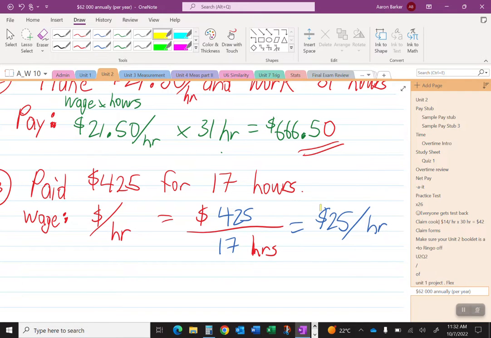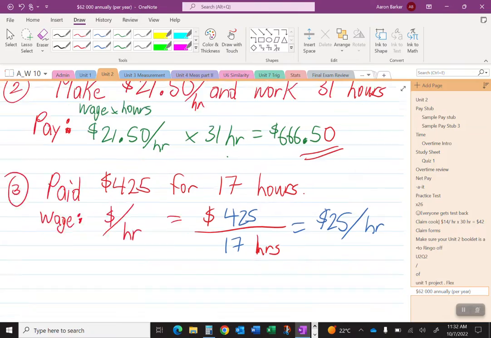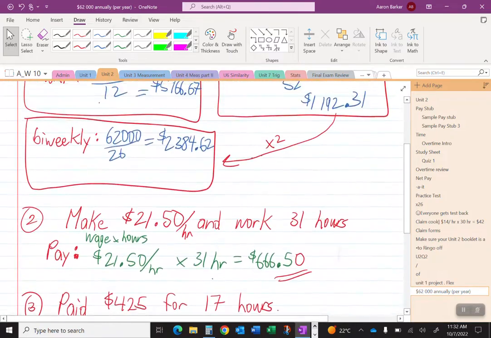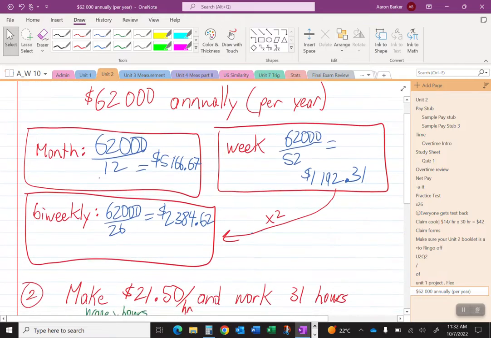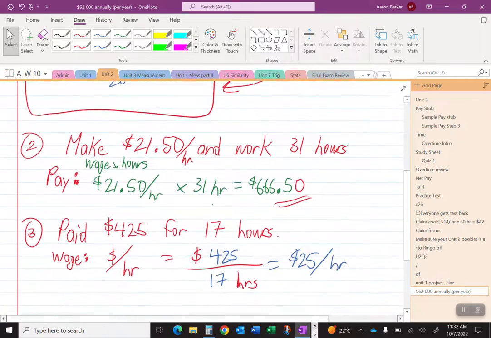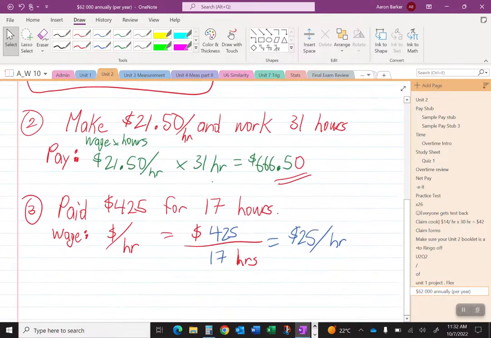Really important that you remember your units. Lots of times, as I'm marking your Unit 1 projects, I see people forgetting that, which means you're telling me you don't really know what you're doing. You've got to write down your units. Okay, so keep this handy. It's going to be very, very similar questions on your project. You need to figure out your monthly income, your weekly, and biweekly, and then figure out what you're getting paid per day and your hourly wage.